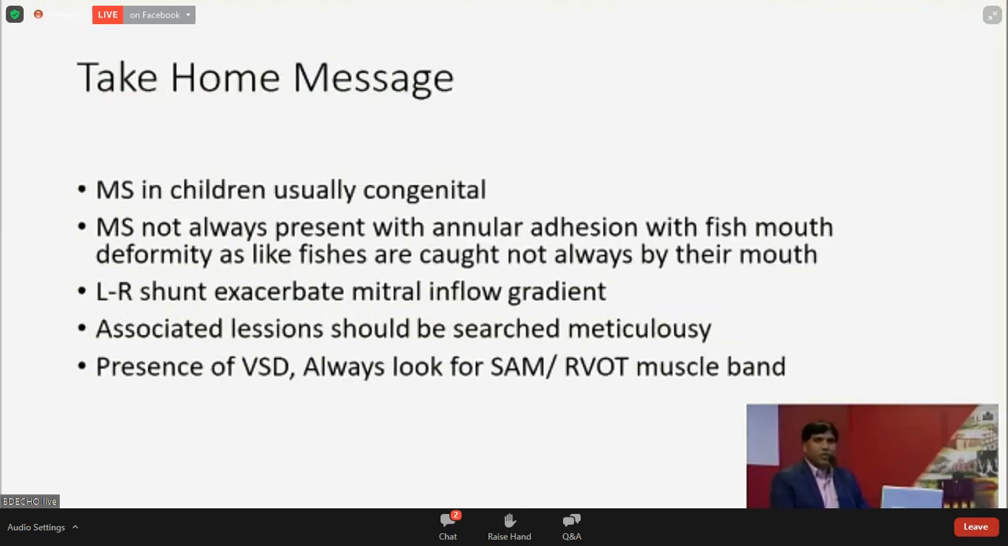So the take-home message is that MS in children is usually congenital, and MS does not always present with annular adhesion with fish mouth deformity, just as fishes are not always caught by their mouth. Left to right shunt exacerbates the mitral inflow gradient, so you cannot classify whether it is severe or moderate mitral stenosis. Associated lesions should be searched meticulously, and in the presence of VSD, one should always look for subaortic membrane or RVOT muscle band. Thank you very much for your patient hearing.